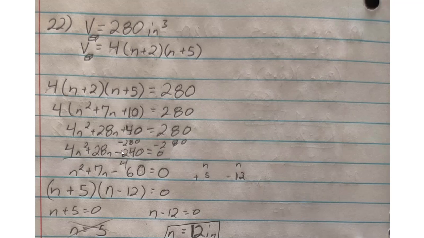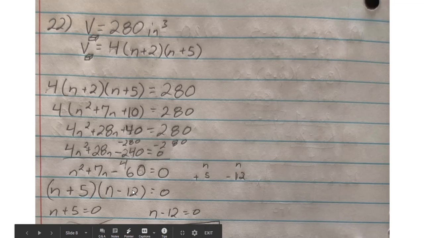Again, I could factor out a 4 at this point, but did I factor out a 4? No, I divided both sides by 4. Same thing right here. So I divided both sides by 4, reduced everything by 4. I could have done that right away. Anyway, so now we need to factor this guy out. Two factors of 60, whose difference is 7. That's going to be 12 and 5.